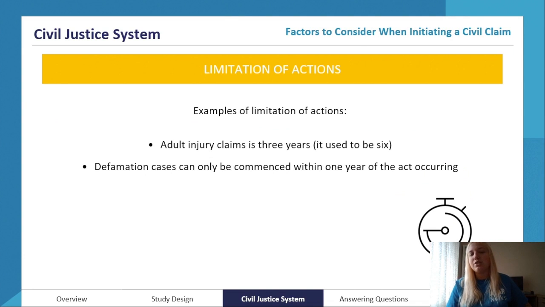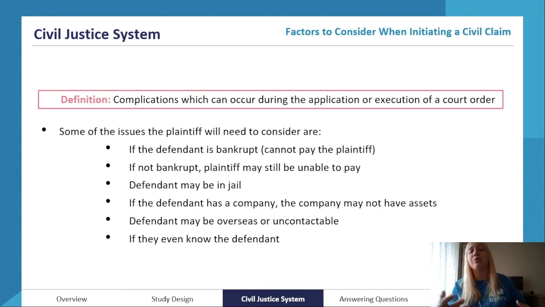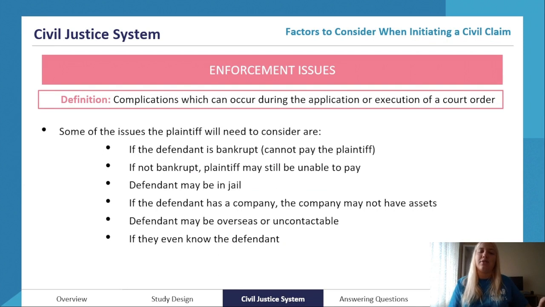Examples: adult injury claims, such as through a workplace accident causing injury to a plaintiff, it's 3 years. It used to be 6. Defamation, we said 1 year or 12 months. It's good to know an example or two, but you don't really need to. That's one thing you can skip.